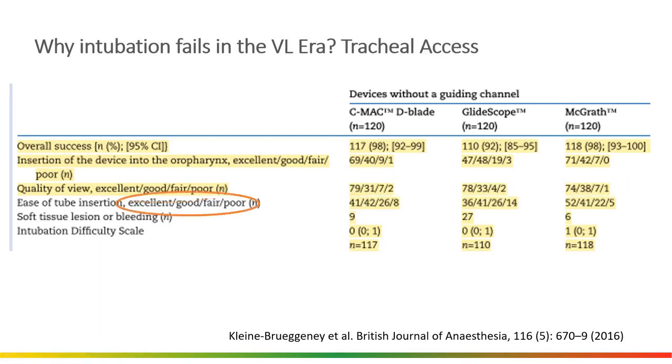Ease of insertion. So this is tracheal access. Now you can see that with the D blade, you're starting to see more numbers pop up where this is not easy tracheal access. With a hyperangular GlideScope blade, you see them get bigger still. And then with a McGrath, it's a little better. But remember, a McGrath is a standard geometry blade, so the visualization is not as good, but tracheal access is a little bit easier.